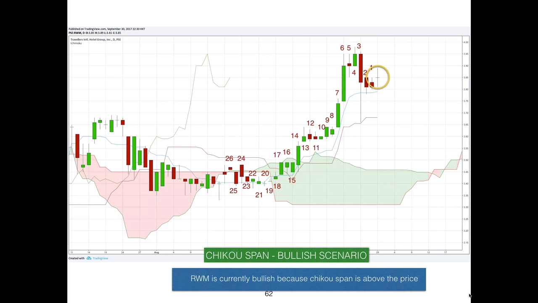Here's the bullish scenario. Here's the current price. And this is the price 26 periods ago. And that price is plotted on the Chikou Span. So you know that RWM is bullish because the Chikou Span is above the price. That means that there's a higher probability for more bullish price action to follow, especially since the Chikou Span had pointed up.